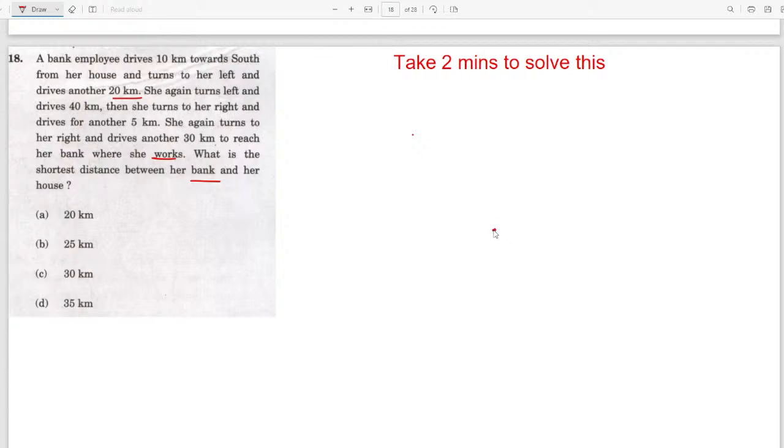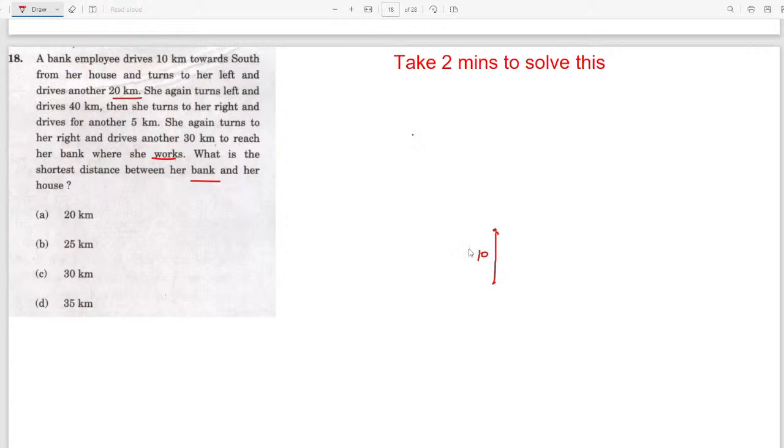Let the house be here. Normally, even when I'm solving in the question paper, I ensure that there is sufficient space to the left, right, top and bottom, so that I don't end up with less space. So somewhere in the middle, and then she drives 10 kilometers towards south.